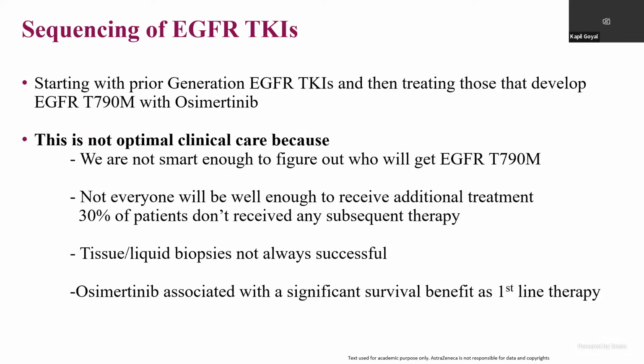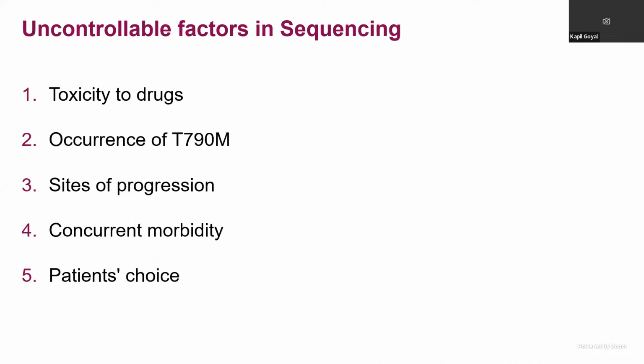So regarding correct sequencing of EGFR TKIs, starting with a prior generation EGFR TKI and then treating those that develop EGFR T790M mutation with osimertinib is not optimal clinical care, because we do not know which patient will get the T790M mutation or not. As discussed earlier, only up to 40 to 45% of patients have T790M mutation upon progression. And then many of these patients will have poor PS and will not be eligible for any subsequent osimertinib therapy. And in many patients, we do not have fresh tissue or liquid biopsy available to comment on the mutation status. And osimertinib in the first line itself has shown a magnificent survival benefit. Hence, it's important that osimertinib is started in the first line itself. And then there are many uncontrollable factors in EGFR TKI sequencing, like toxicity to the drug.